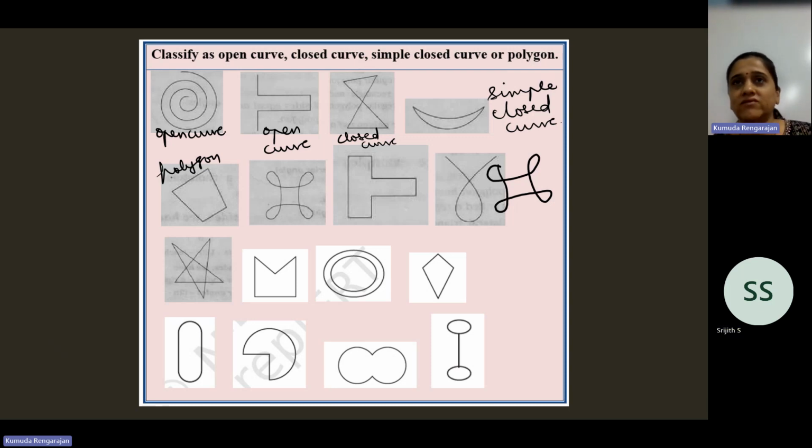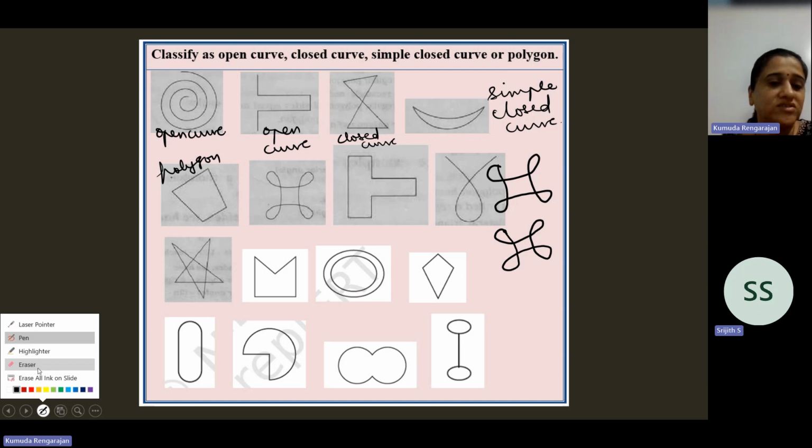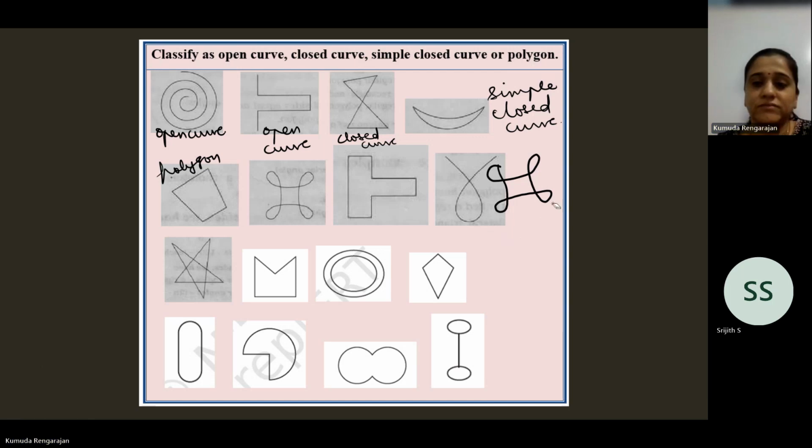Srijit, is it a closed curve? Yes, ma'am, it's a closed curve. Why? What's the definition for a closed curve? The starting point and the ending point should be the same. Yeah, is the starting point equal to the ending point? Yes, because you start here, and you go like this, like this, and you come back to the starting point. So it is a closed curve. Is it simple? No, ma'am, it's not simple, because it's crossing over itself. Yeah, so it's only a closed curve.